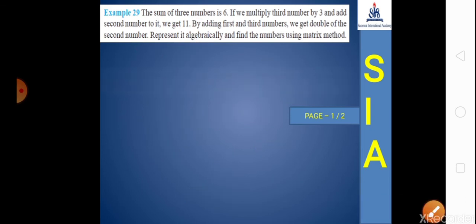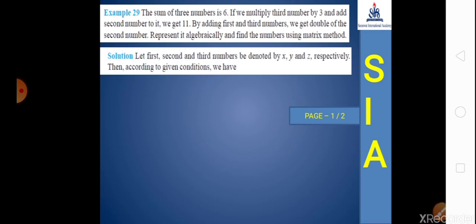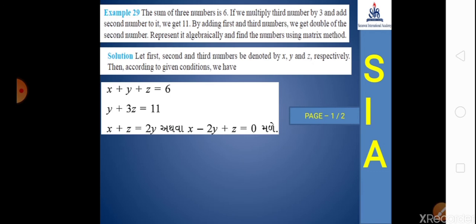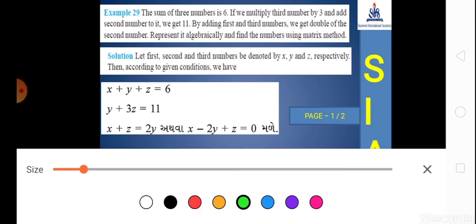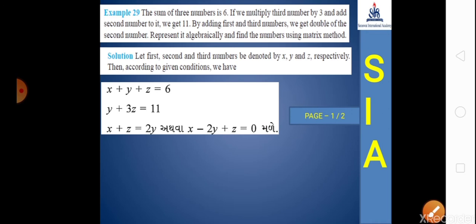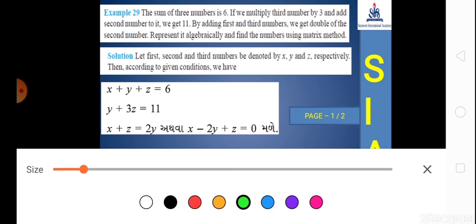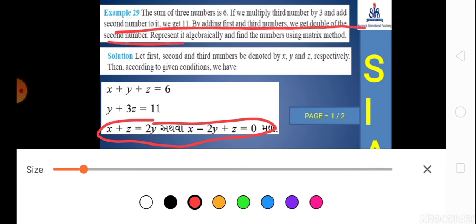So the three numbers I already assume: one number is x, second number y, and third number z, and their sum is 6. So the first equation is x plus y plus z is equal to 6. Second line, we multiply the third number by 3 and add the second number, we get 11. It means students, the second equation is ready by using this second line. Clear? And the third equation is done by adding the first and third numbers, you get double the second number. It means this third equation is ready by representing our last lines.